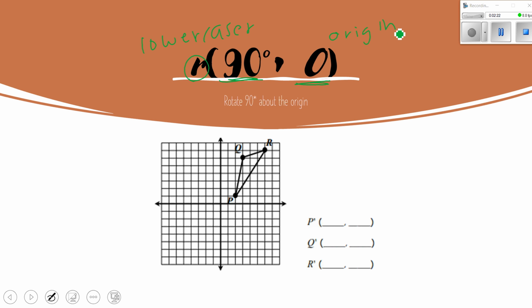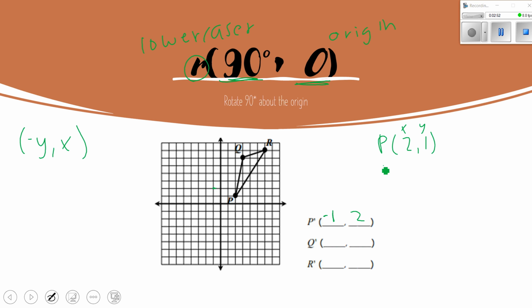All right, so it says rotate 90 degrees about the origin. So you remember a 90-degree turn followed the pattern negative y comma x. So P is originally at 2 comma 1. If we label these x and y, your x value is 2, your y value is 1. Therefore, negative y would be a negative 1, and x would just be 2. We go to negative 1 comma 2 and graph that point.